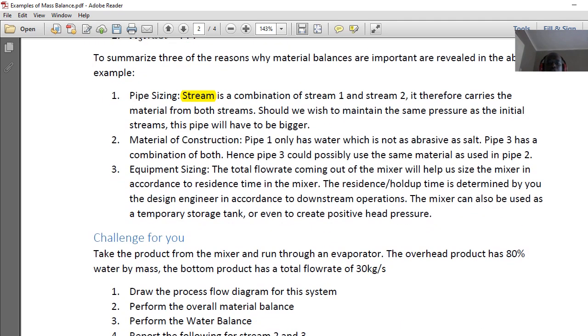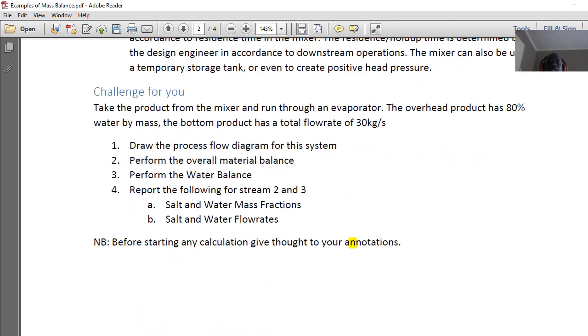So we've covered non-reactive mass balances. As I said, go through the evaporator example, and should you have any challenges, please do feel free to come back and check with me.